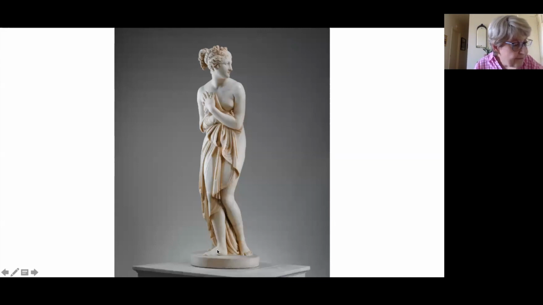Just kind of funny looking. Totally 19th century, kitsch here. So no sense of the grandeur of a goddess in that. That's just someone who's been spied in the bath.